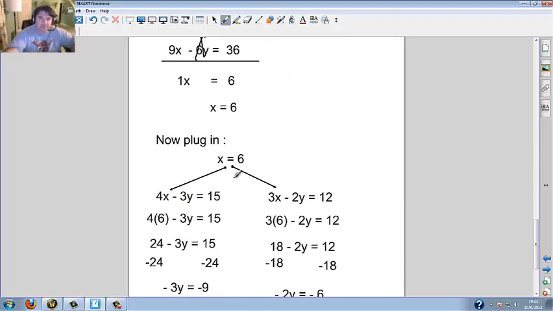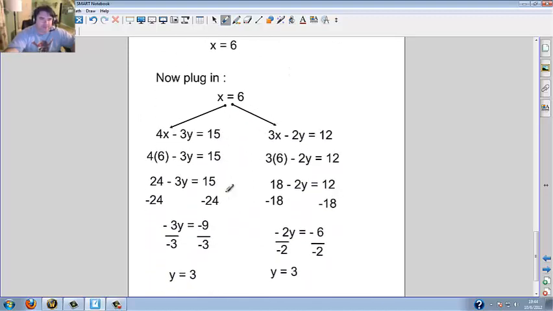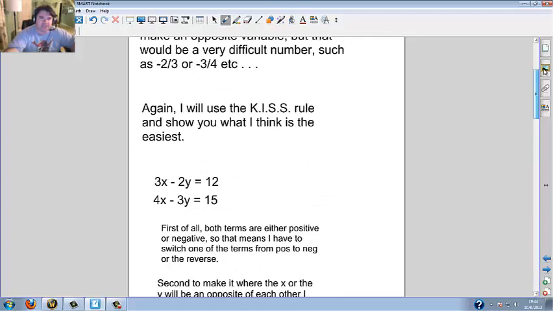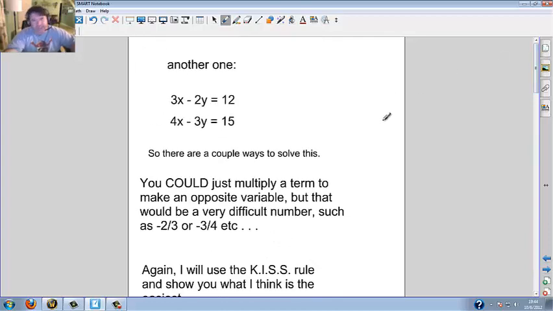Let me plug it into either side. You can go ahead and take a look. Pause it and take a look if you like. Notice how you get y equals 3 either way. So my answer is 6, 3. And yes, I could have solved it by substitution. And yes, I could have solved it by graphing. They all would have been fine choices.